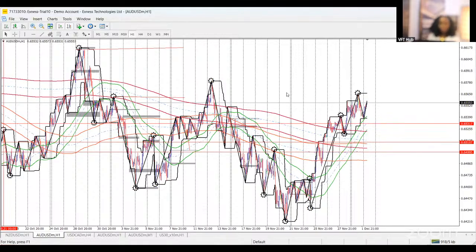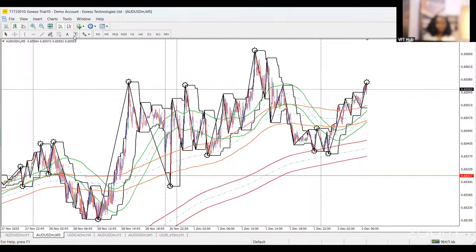Let's see if it holds to come and take out the next resistance point, which is all the way up here. I'm going to go ahead and mark out yesterday's high and low as well. Yesterday's high, low, day before yesterday's high and low.